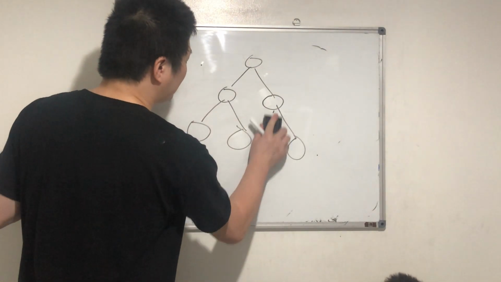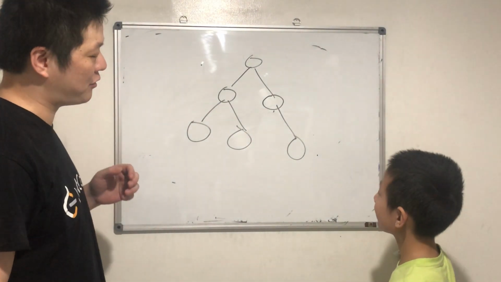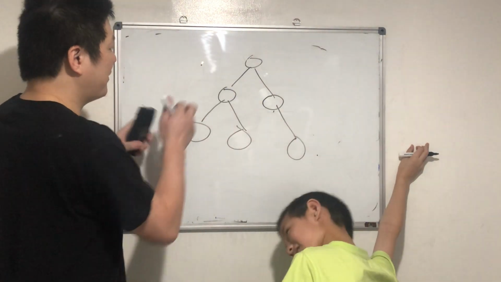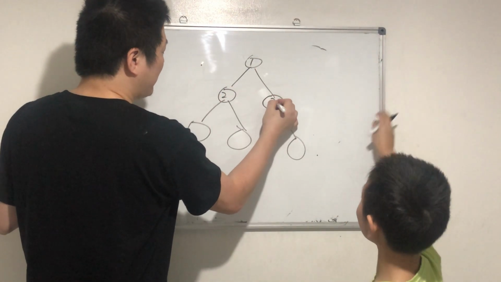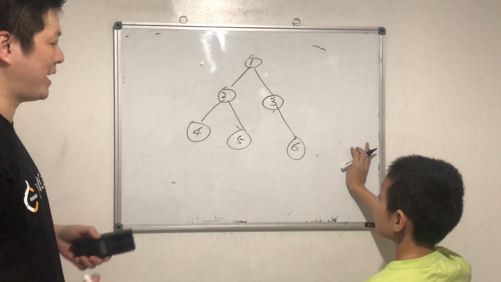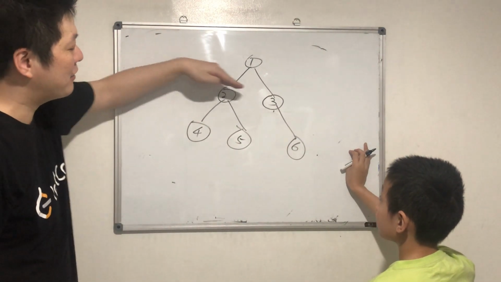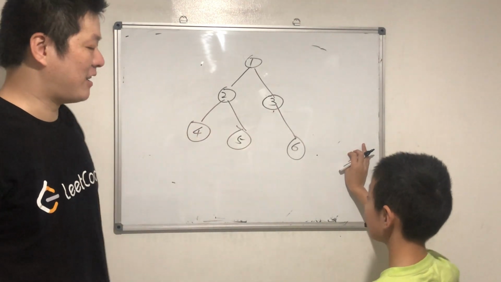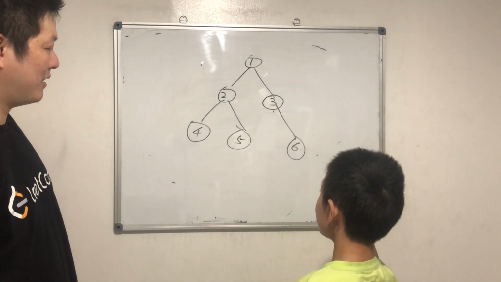For example, if this is not a complete binary tree, so you travel here, right? 1, 2, 3, 4, 5, 6. So how do you know it's not a complete binary tree? You travel 1, 2, 3, 4, 5, 6. So how do you know it's not a complete binary tree?